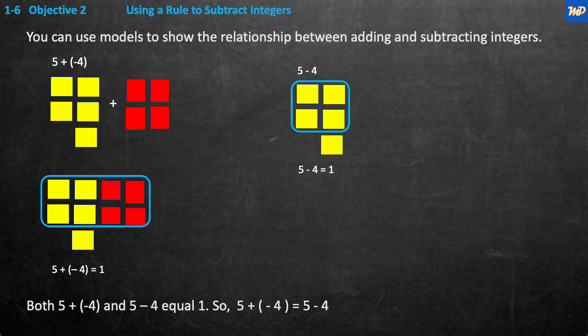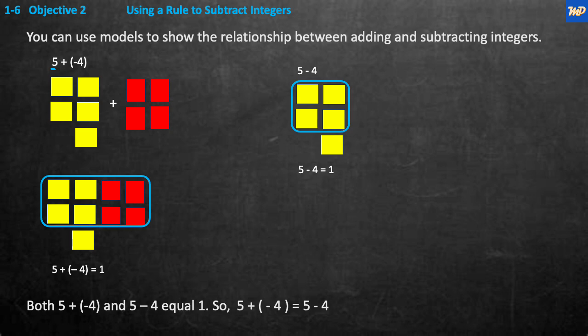Okay, objective 2 says we're going to use rules to subtract integers. You can use models to show the relationship between adding and subtracting integers. So here we have two pictures basically of the same equation. It starts off right here with a positive 5 plus a negative 4. We're taking a look at the picture. It's positive 5 tiles, 5 yellow tiles, plus 4 negatives.